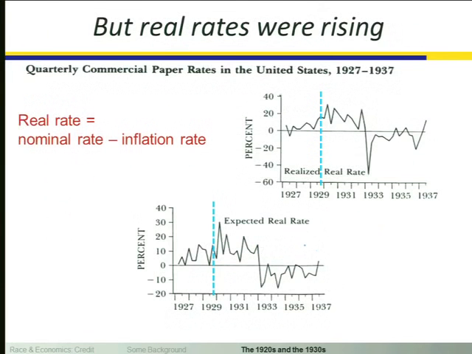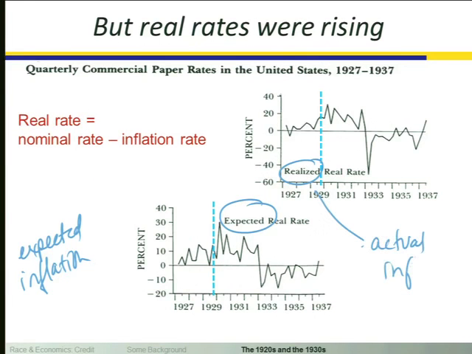However, the real interest rate, which is the nominal rate minus the inflation rate, real interest rates are going up. So the real interest rate subtracts the inflation rate, what we think is going to happen to prices. There's two different graphs here. One is the realized rate and one is the expected real rate. For the expected real rate, that's using the expected inflation rate. So as I stand here in 2013, I'm going to subtract from the nominal interest rates in 2013 what I think the inflation rate will be in 2014. And the other is the realized rate, which uses the actual inflation rate.